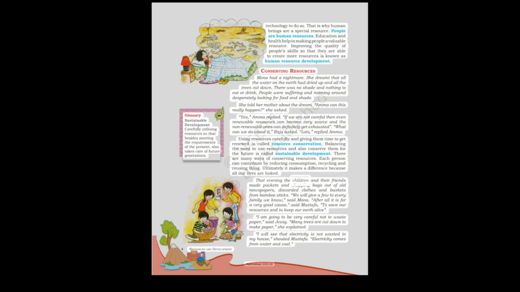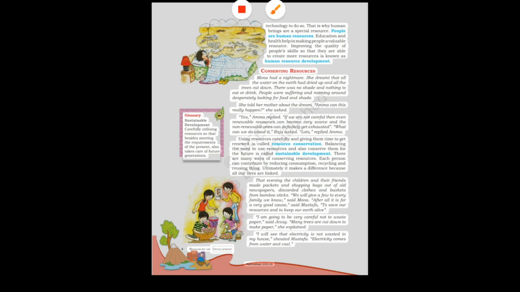That evening, the children and their friends made packets and shopping bags out of old newspapers, discarded clothes, and baskets from bamboo sticks. "We will give a few to every family we know," said Mona. "After all, it is for a very good cause," said Mustafa, "to save our resources and to keep our earth alive." "I am going to be very careful not to waste paper," said Jessie. "Many trees are cut down to make paper," she explained. "I will see that electricity is not wasted in my house," shouted Mustafa. "Electricity comes from water and coal."